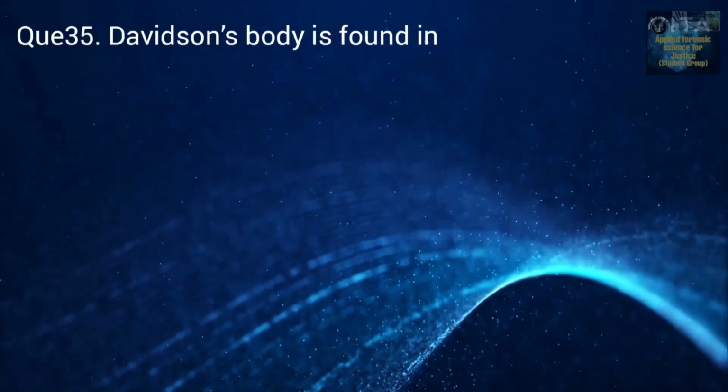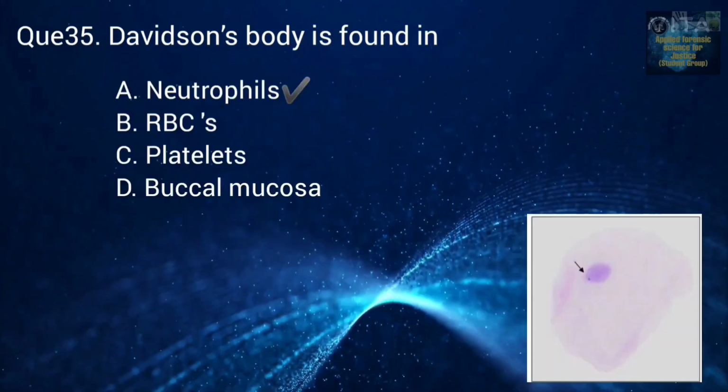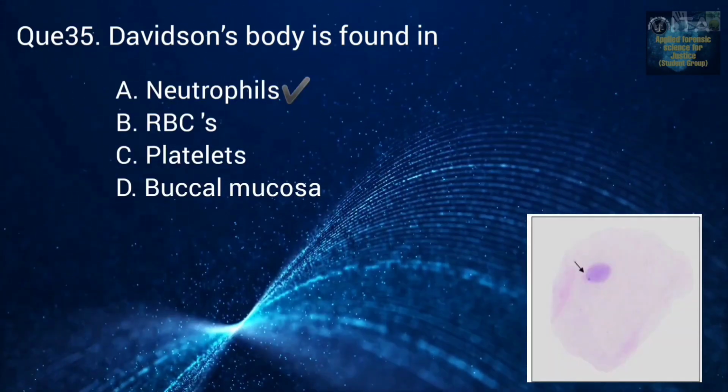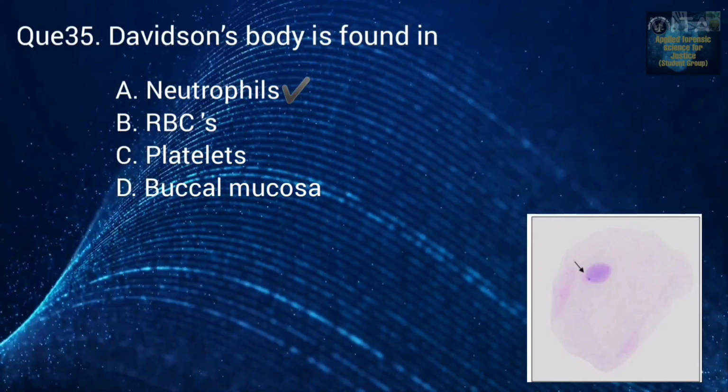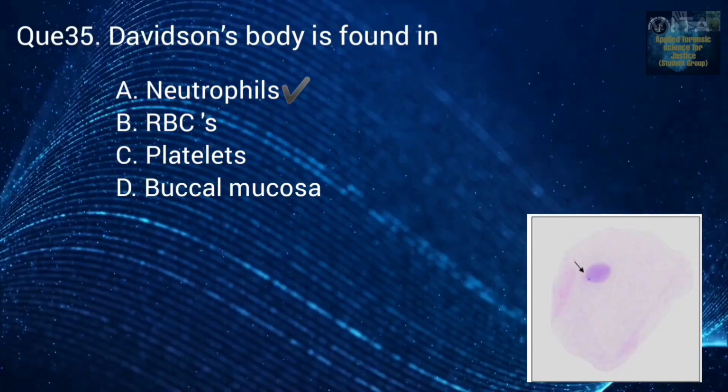Question number 35. Davidson's body is found in. Options are A neutrophils, B RBCs, C platelets, D buccal mucosa. The correct answer is A neutrophils.